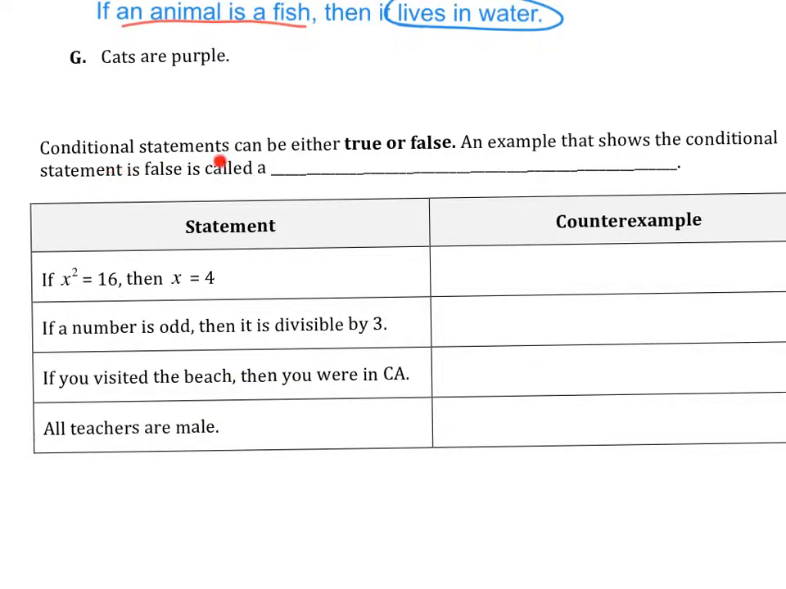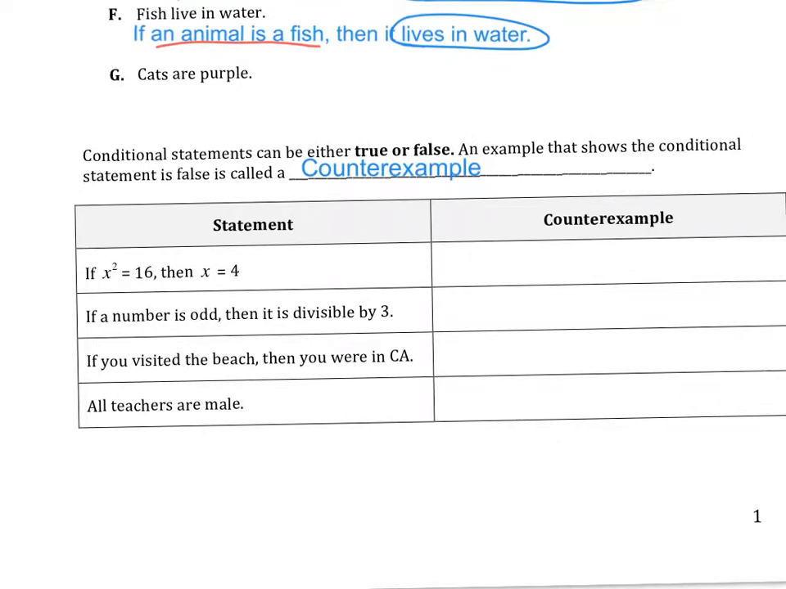Now, conditional statements can be either true or false. An example that shows a conditional statement is false is called a counterexample. So let's practice some counterexamples. If x squared equals 16, then x is 4. In other words, then x is only 4. And we say to ourselves, no, negatives can be squared to be positive. So x could be negative 4. So that would be a counterexample.